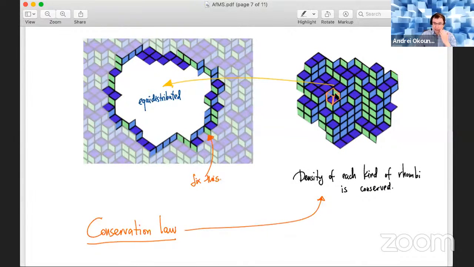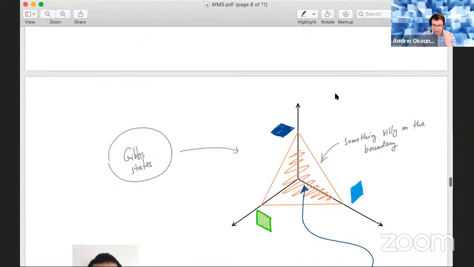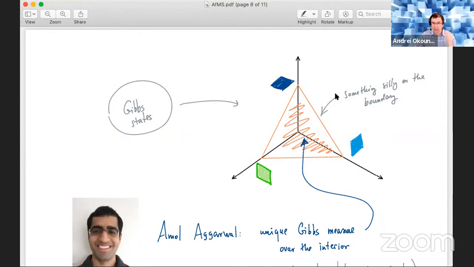So the space of my Gibbs states maps to a triangle. There are 3 different kinds of tiles, with 3 different densities that have to add up to 1. So the space of states is a triangle, with coordinates given by the probability to see a tile of a given shape. And so the space of Gibbs states maps there, because for every Gibbs state there's a certain density of tiles.